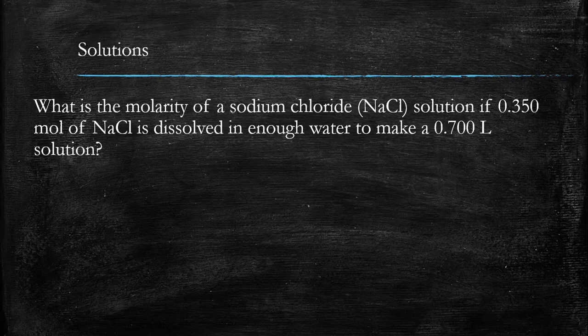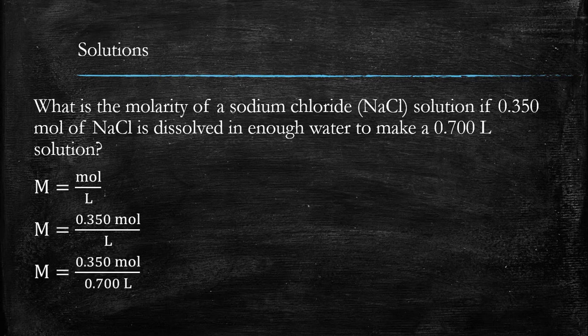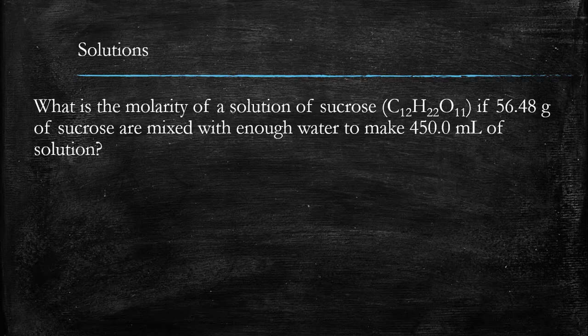First problem. What is the molarity of a sodium chloride solution if 0.350 moles of sodium chloride is dissolved in enough water to make a 0.7 liter solution? Well, we know that molarity is moles divided by liters. We have 0.350 moles of the solute, the sodium chloride. The total solution is 0.7 liters. And when you do the math, you get 0.5 molarity, or 0.5 moles per liter, as the M and moles per liter are interchangeable.